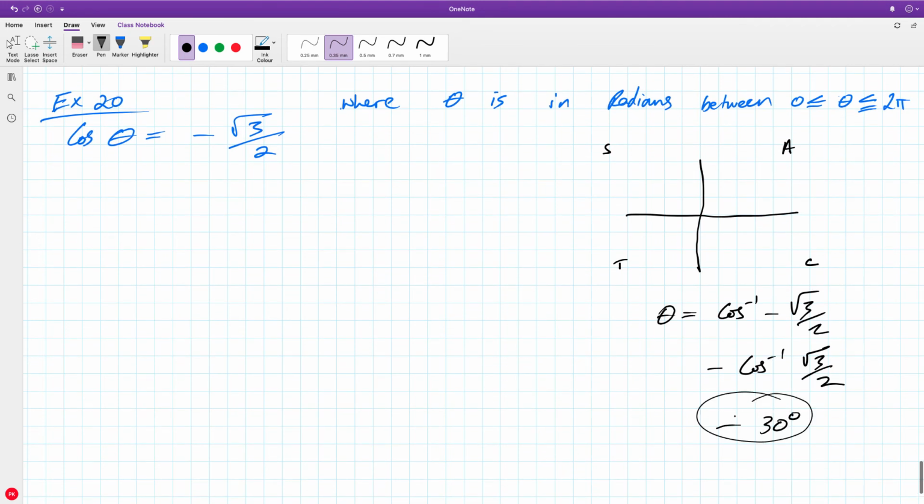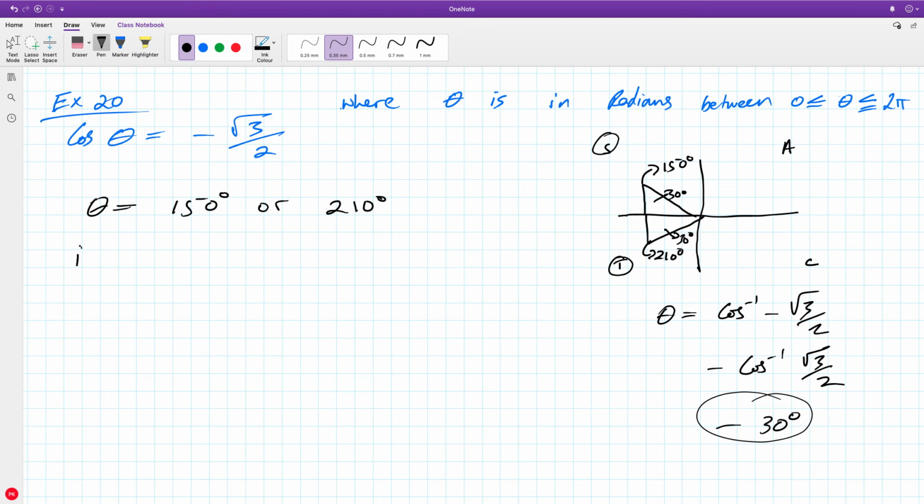So wherever cos is negative, isn't it? Minus cos. So this is your 180 line. Cos is negative in sine and in tan. Out here, that's 30 degrees. 30 from 180 is 150 degrees. 180 plus 30 is 210 degrees. So theta is equal to 150 degrees or 210 degrees.